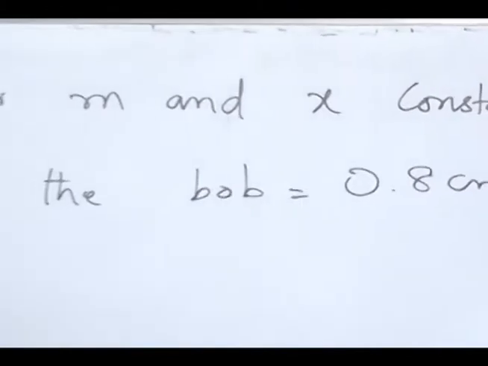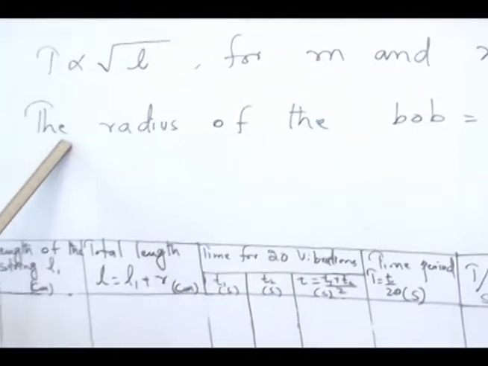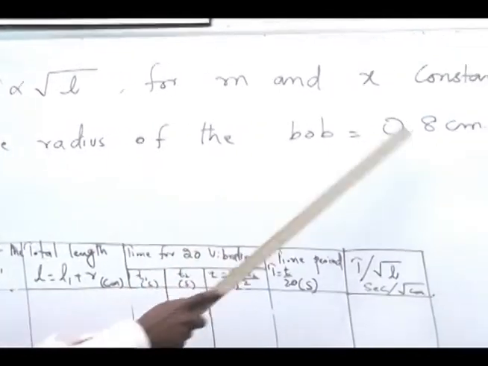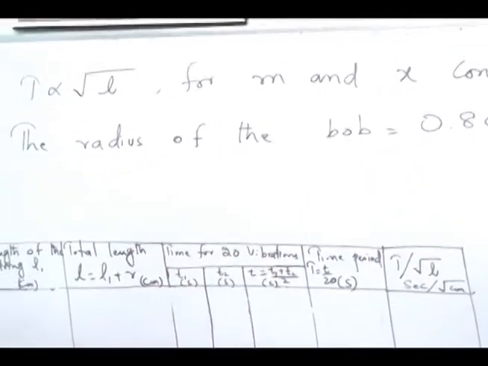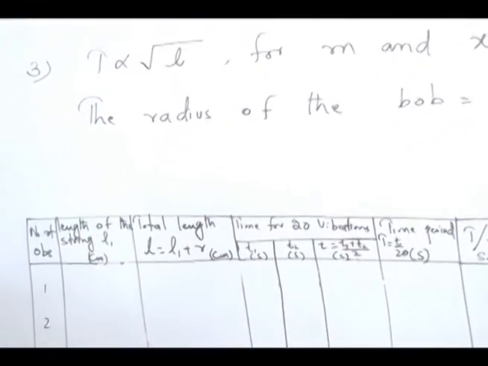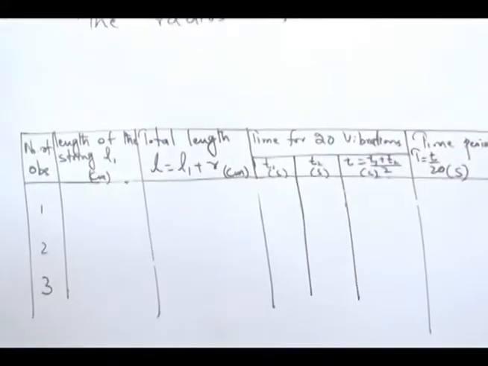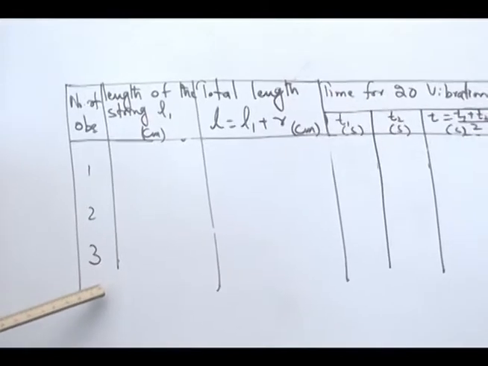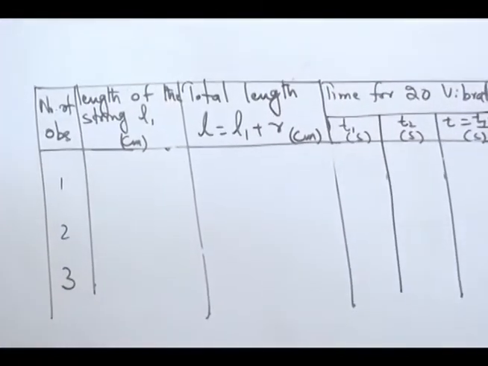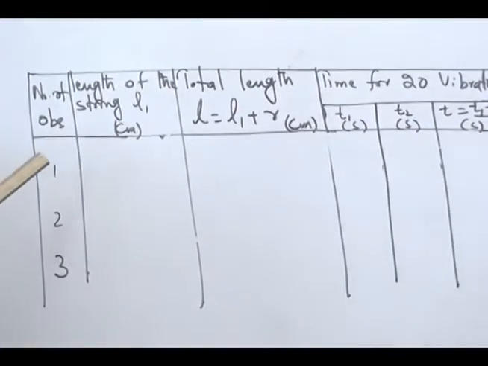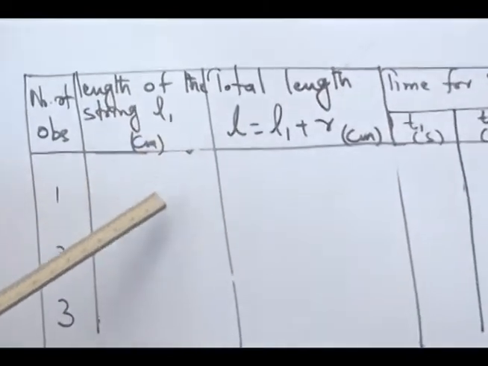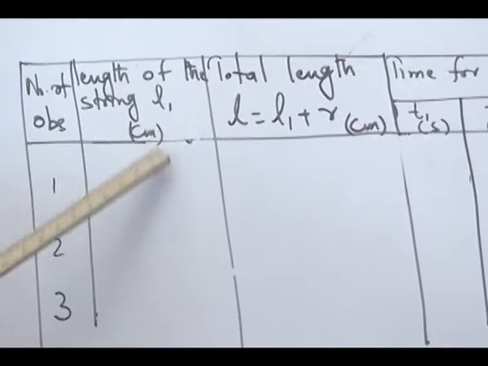We will compute the radius of the bob and note it down, and then we will follow this table of observations and calculations. Number of observations will be 3, as we have done in the previous experiments. Length of the string will be measured and noted down in the second column.